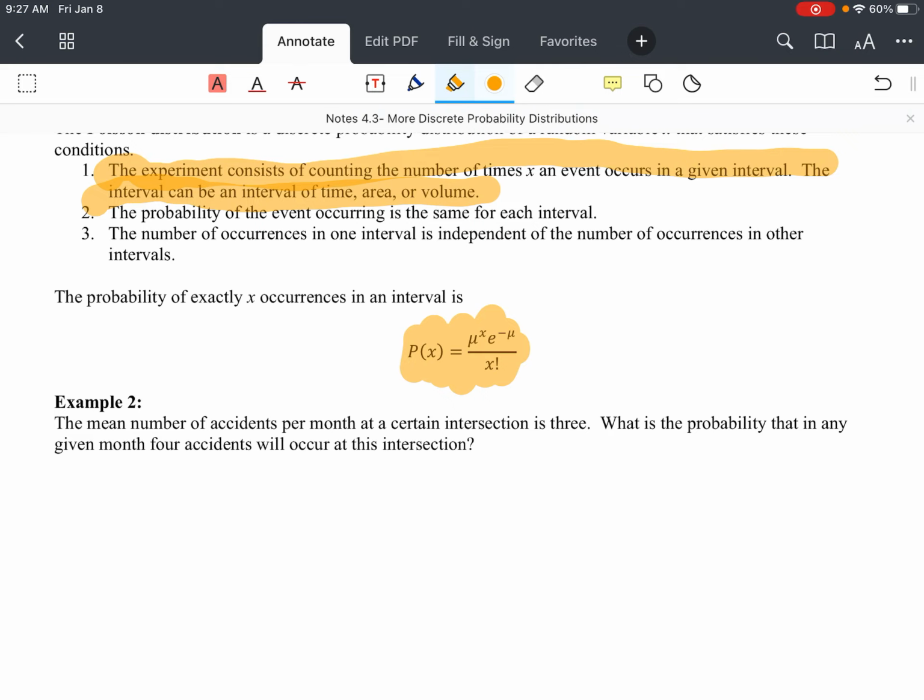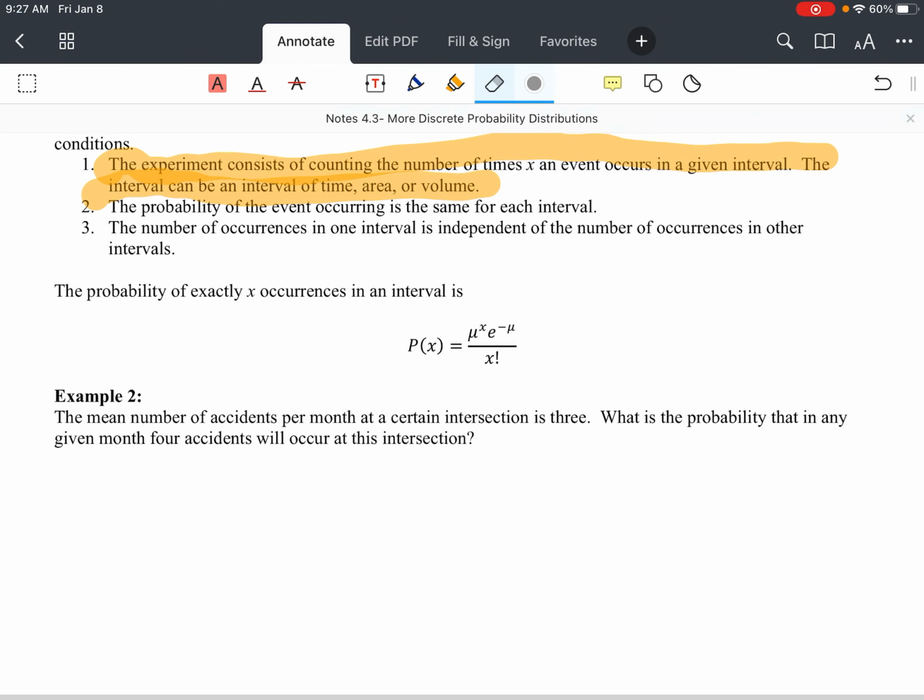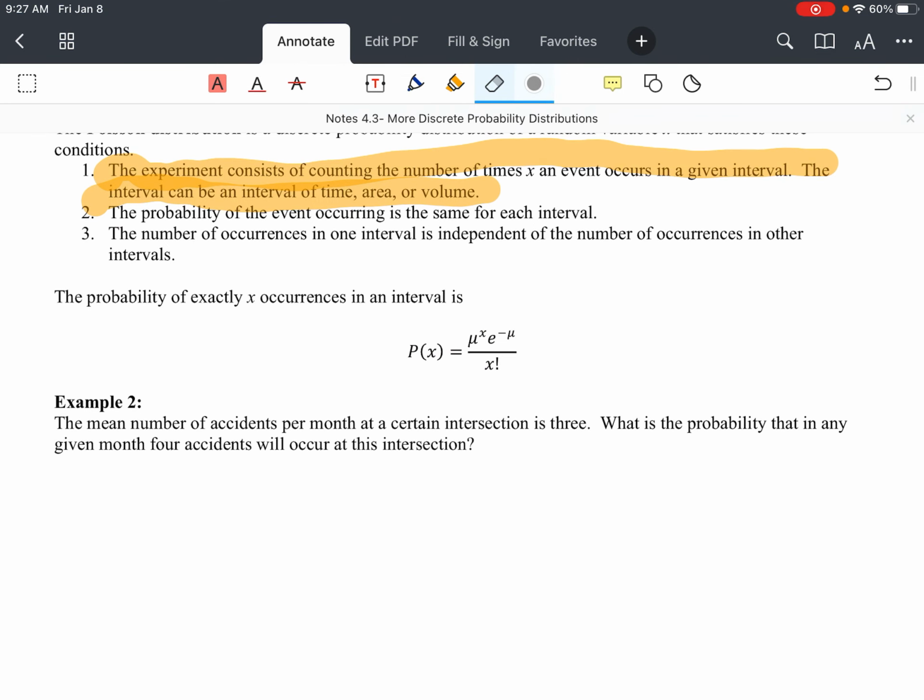It says P of x is equal to the mean raised to the x power times e to the negative mu, divided by x factorial. Now, e is an actual number, and I'll show it to you on the calculator, but it's nothing that you actually have to solve for. All right, so let's do an example.